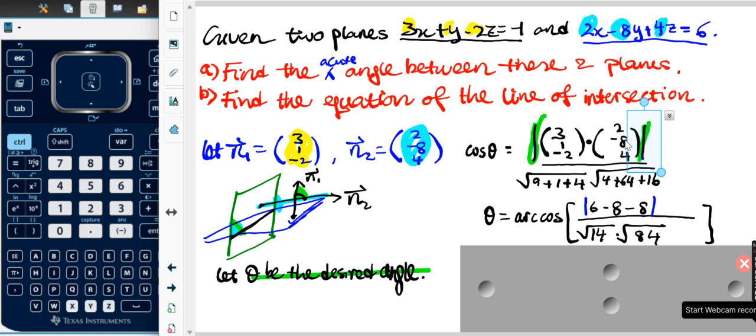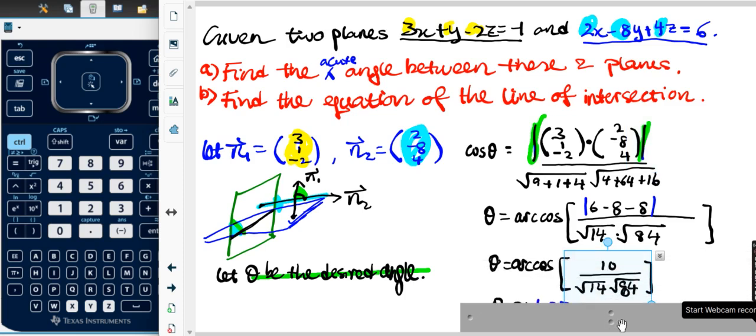2 squared is 4, 8 squared is 64, -8 squared is 64, 4 squared is 16. So this is square root of 14, square root of 84. And then these simplify to 10 over square root of 14 over square root of 84. Now you can use the calculator.